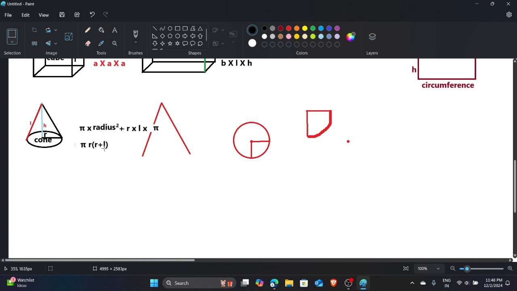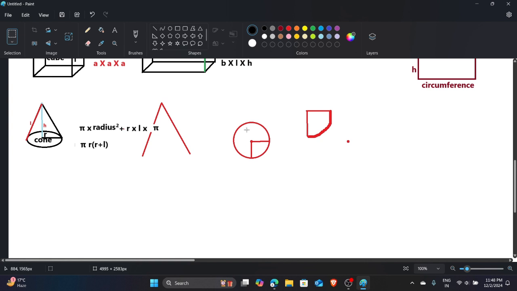This is the formula of what? The area formula of a cone. This is basically the slant height, so this is represented by l. Which is this l? Oh, sorry. This is that l. Okay, so when we round off, this is that l.